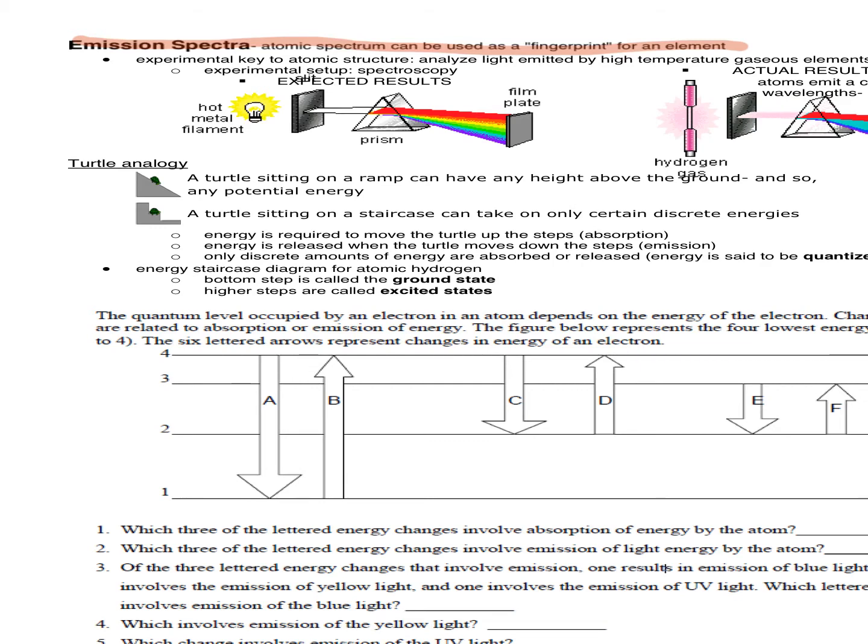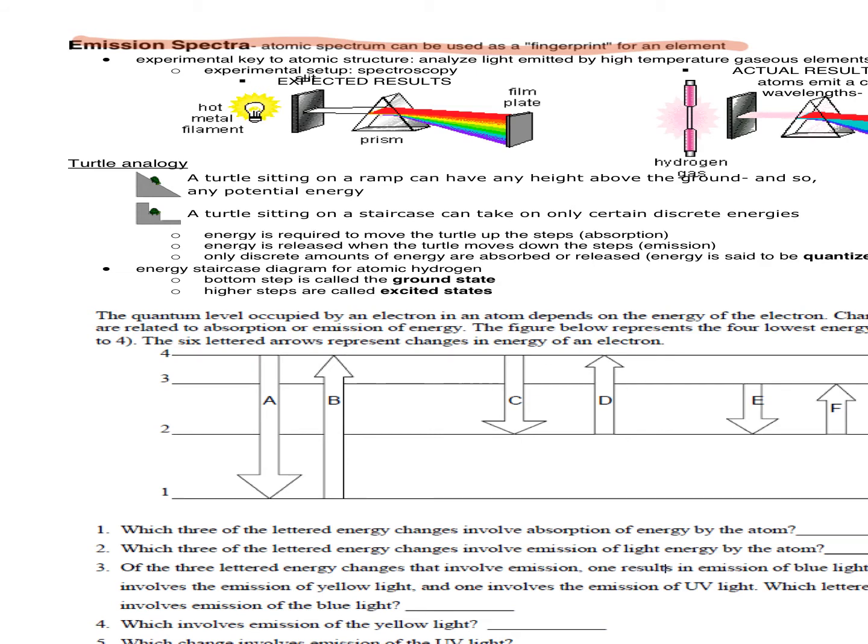Now, a way to think of this is with a turtle analogy. So if I have a turtle sitting at the top of a ramp, he can be any height above the ground and therefore has any potential energy. He can move a half step forward or several yards forward. At any point on the ramp, his energy is completely changing. But if he's on a staircase, he can only go one step up, one step down. So it's in this very set amount of energy.